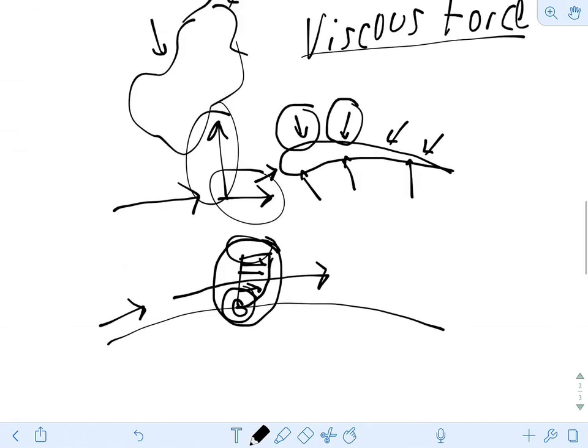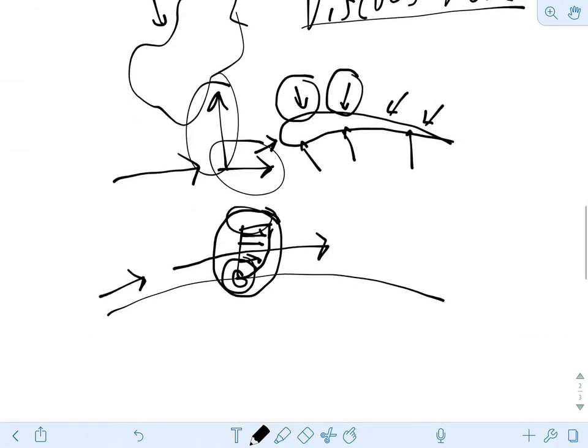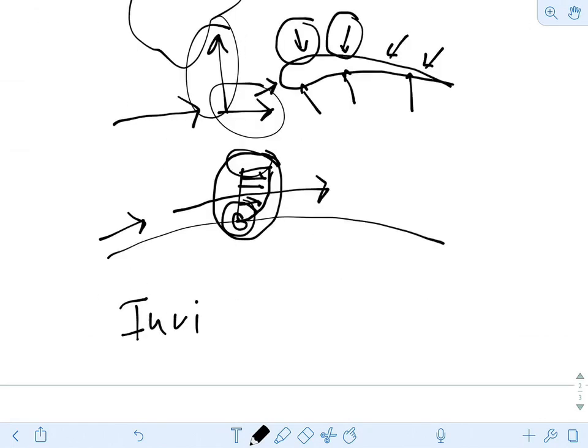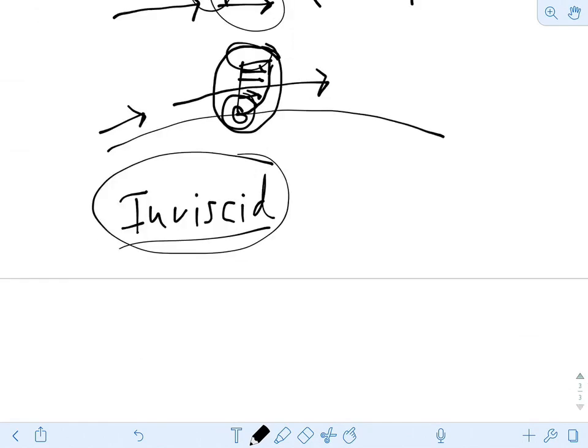Luckily for us, we will consider most flows to be inviscid. Inviscid implies that the viscous forces are not important. The inertial forces, the weight, the mass of the fluid are much stronger than the forces of viscosity. Typically this is true in the entire flow field except in the boundary layer.